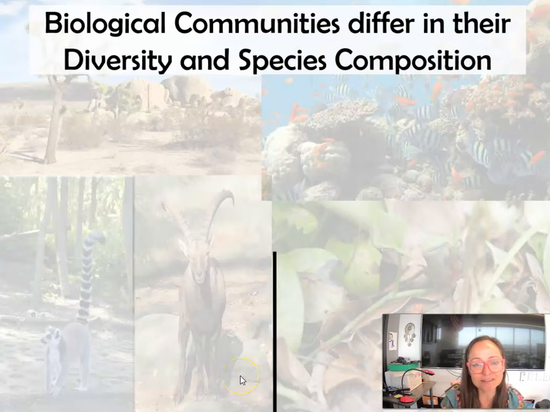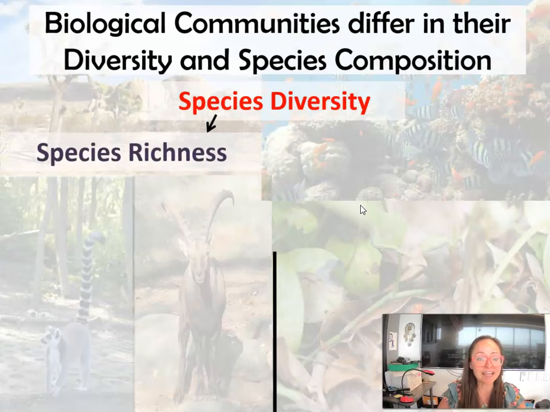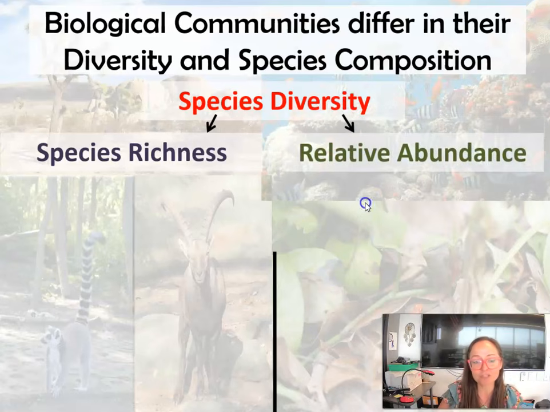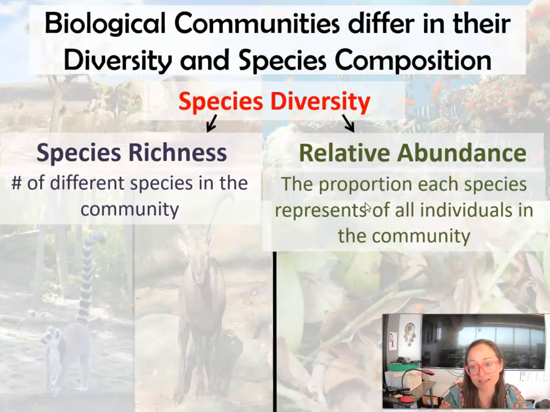Okay, so this video is going to focus on species diversity and community structure, and how we can measure the biological diversity within a community. So let's first define species diversity. Species diversity has two parts. It has species richness, which is the number of different species you would find in a community. It also has relative abundance, which is the evenness or the proportion of each species within that community.